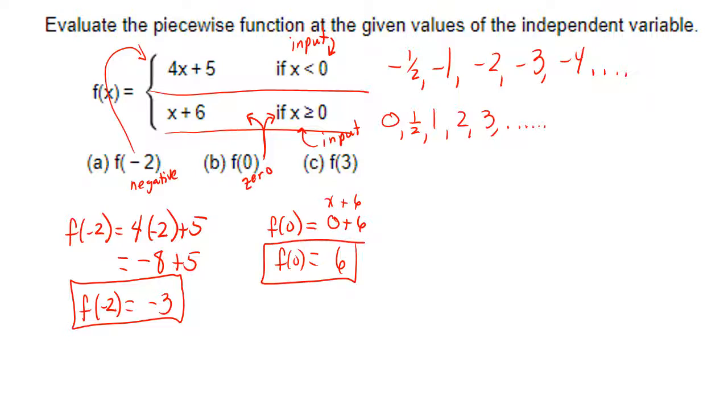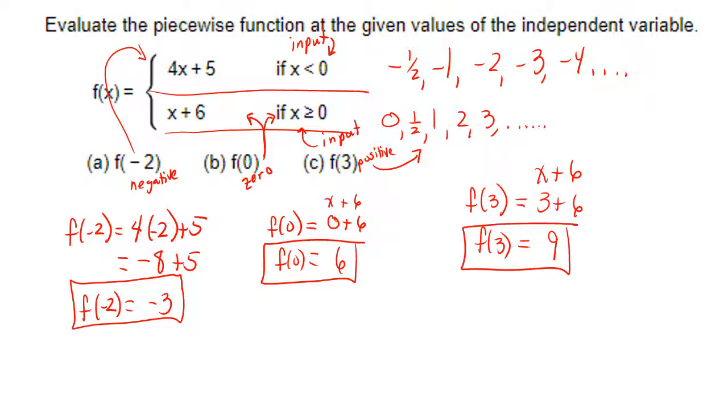Last but not least, I have an input of 3, and it's a positive value. If you notice, the positive values also use the second piece of this function. So I have to substitute f of 3 into 3 plus 6, because that is the x plus 6 part. 3 plus 6 equals 9, and f of 3 is equal to 9.